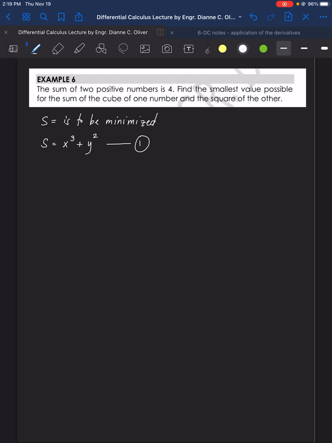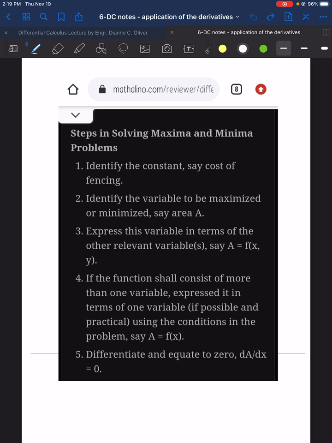Now since we have here two variables involved, x and y, we need to have another equation so as to equate later on. So we can use the first sentence here, the sum of two positive numbers is 4. So we have x plus y is equal to 4. And this becomes our second equation. Next, step number 4. Okay, so we're done with that.